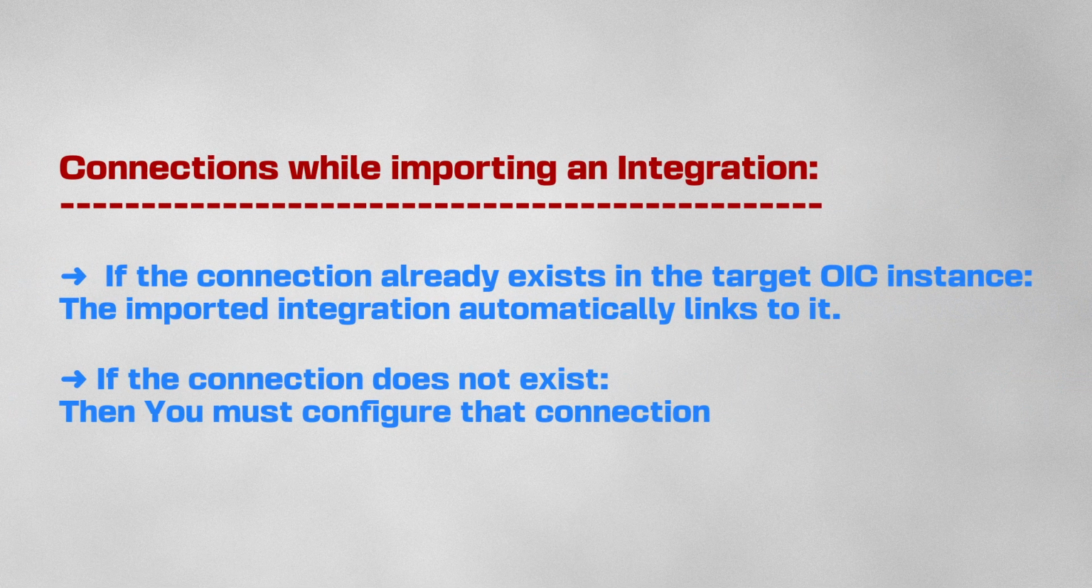Let's quickly understand how connections behave when you import an integration. If the connection already exists in the target OIC instance, then the imported integration automatically links to it and no action is required. But if the connection does not exist, then you must configure that connection before you can use the integration. So let's see all of this in today's demo.